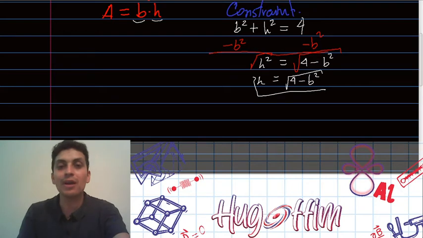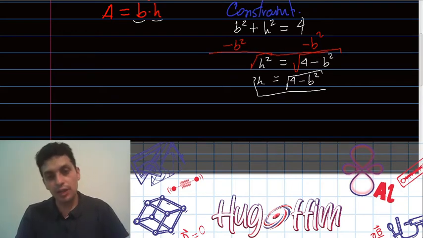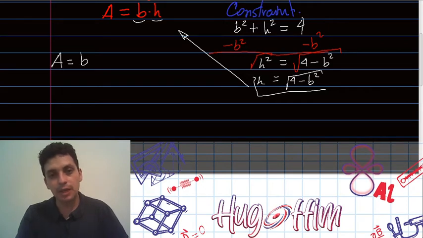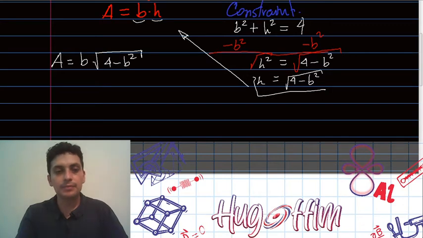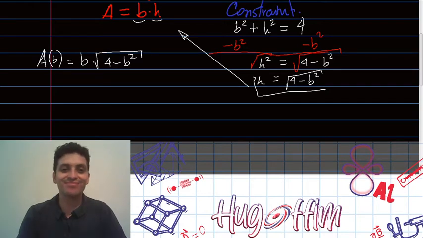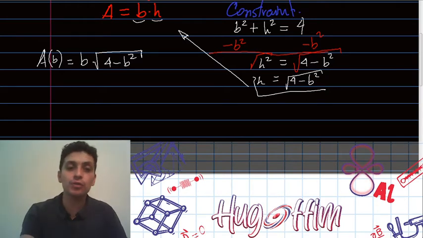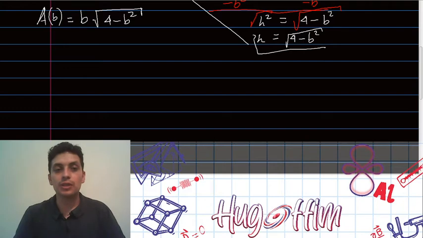Now that you have the height in terms of the base, we're going to set it in the other equation. The area is going to be base times height, but the height is going to be the root of 4 minus b squared. So right now what we have is a function: area is a function of just one dimension, the base. And now we need to find the maximum area. To find the maximum area, you have to differentiate this function, so we need to find dA/db.